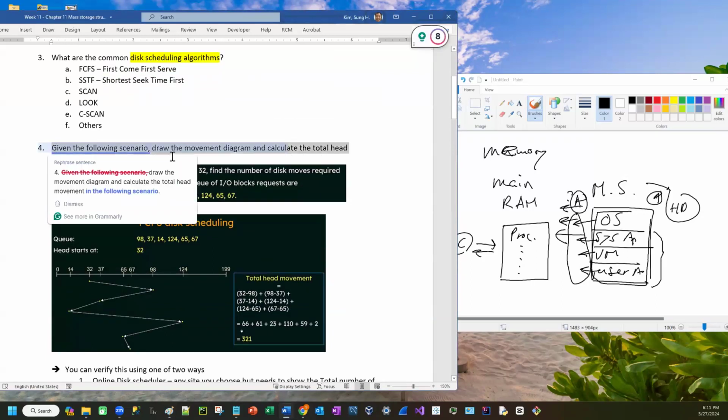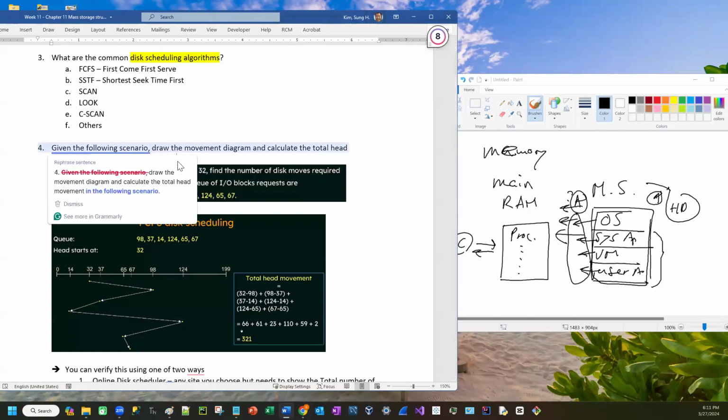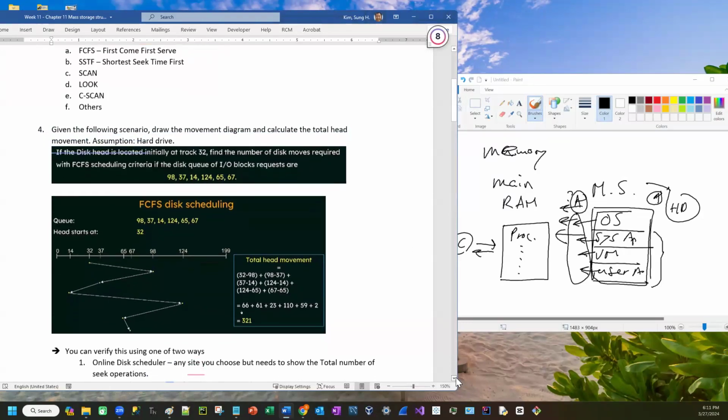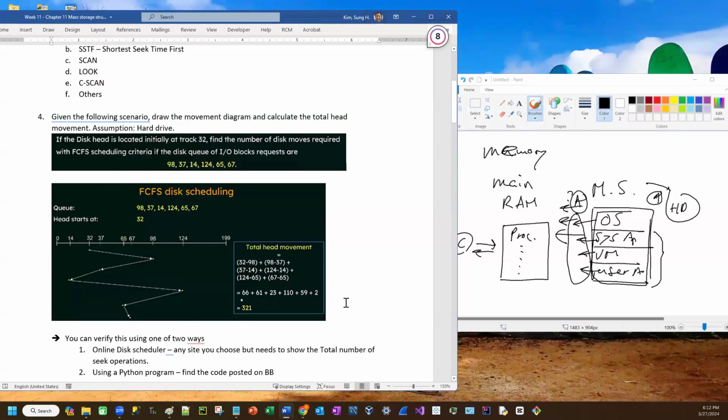It says, given the following scenario, draw the movement diagram of the arm and/or the platter rotating, and calculate the total head or arm movement. Assume that we have a hard drive, right? So it tells you, and as you can tell, this is one of the certification test questions.